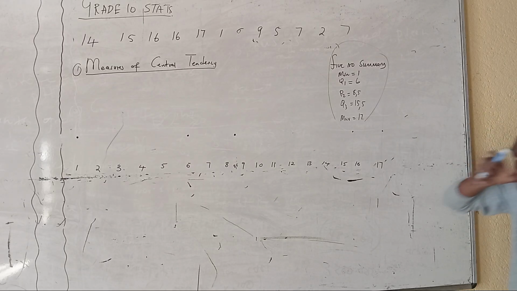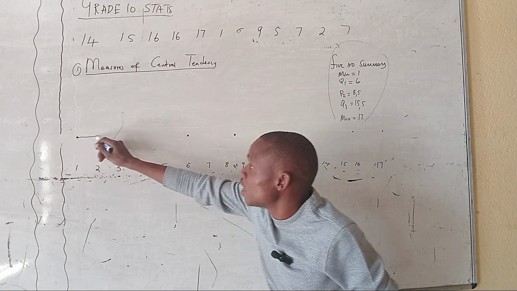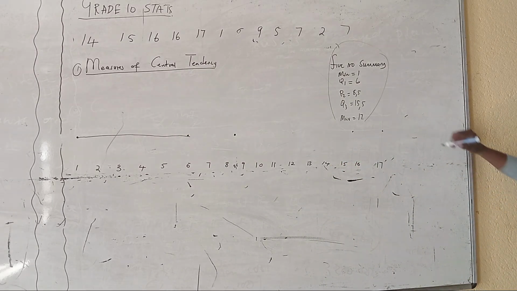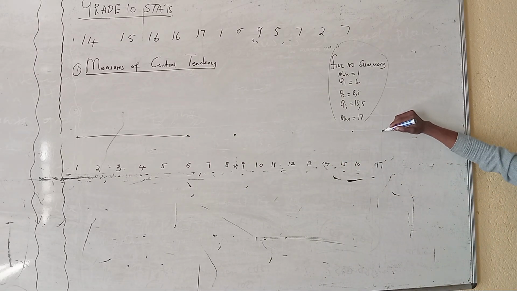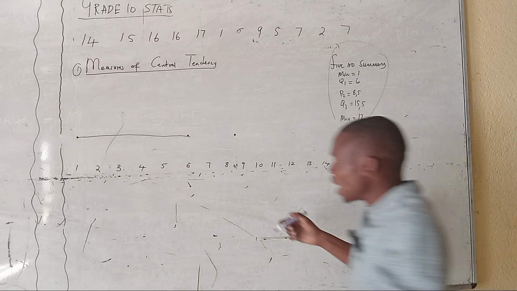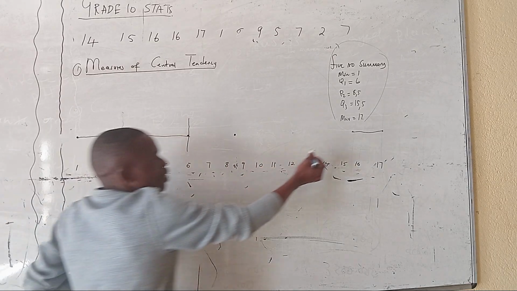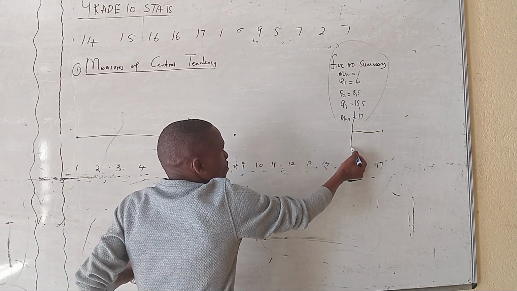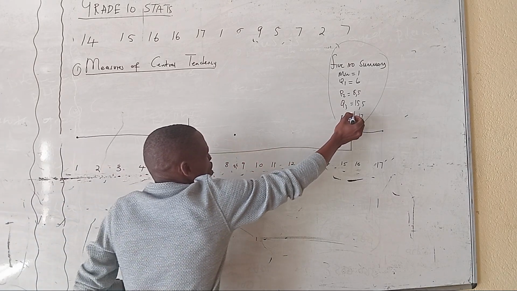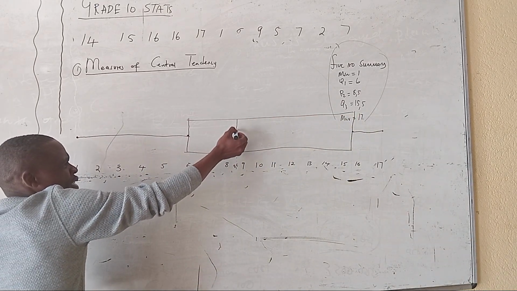So what you do is this: you connect the first 2 points, from here go there. You connect the last 2 points, from here you go here. You draw a box from here to there. So this is your box and whisker diagram.